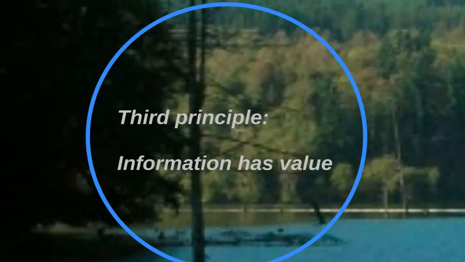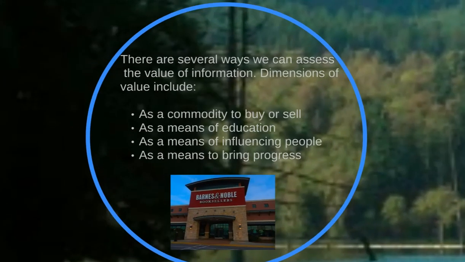Third principle, information has value. We all know about this one. There are several dimensions of value, four in particular. As a commodity to buy or sell, every time you've bought an expensive textbook or a magazine, or you've subscribed to a newspaper online or whatever, you realize that it costs money. Academic literature is grossly overpriced, and academic publishers really have a reckoning to face as they look at the way in which the public is beginning to react to the high cost of the materials they produce. So that's a factor. But information is also a means of education.